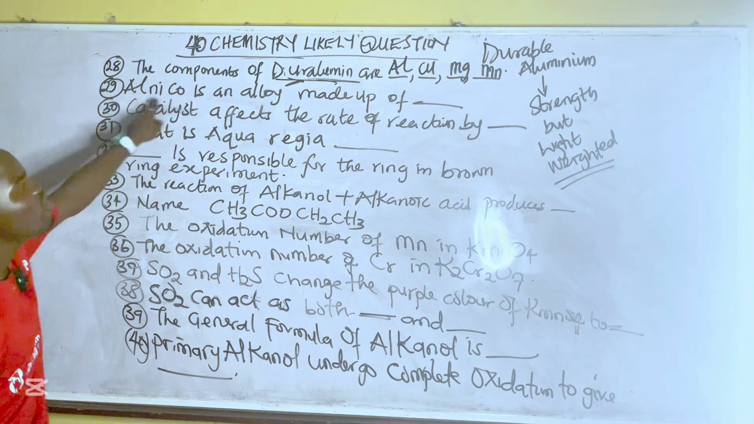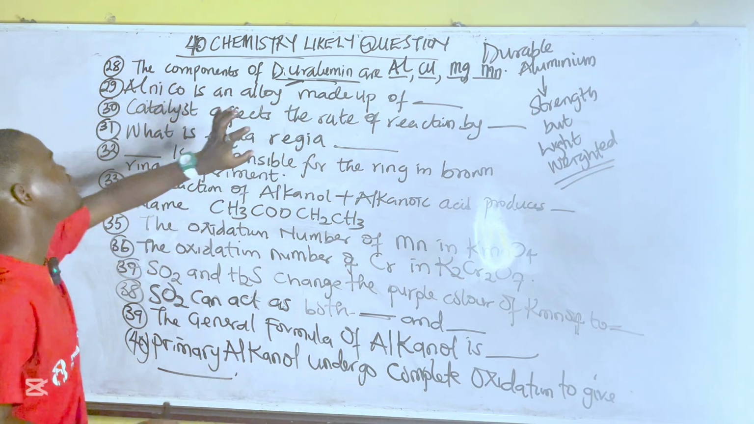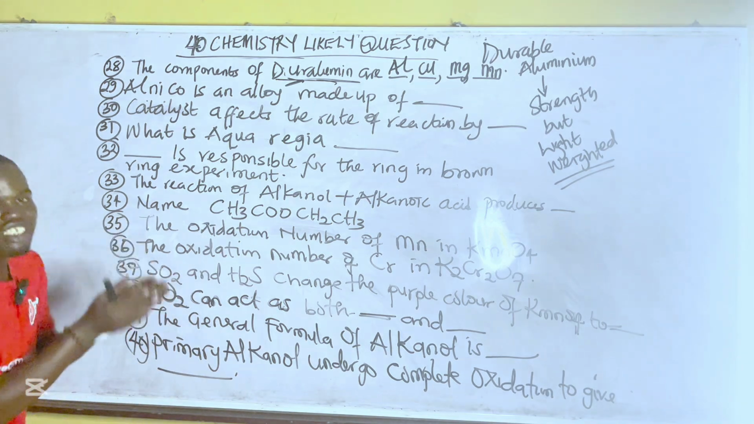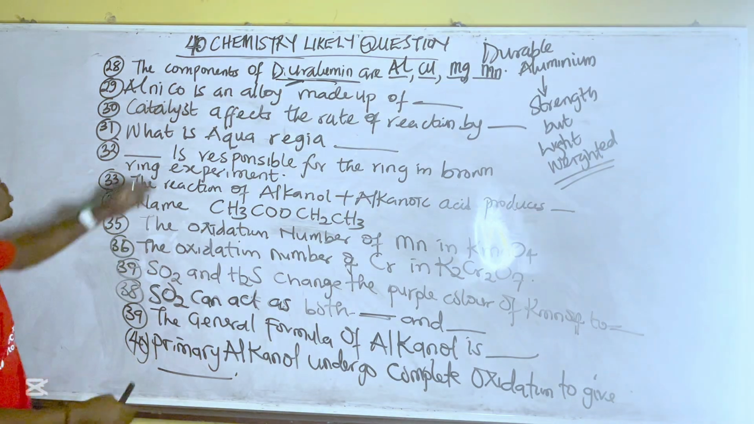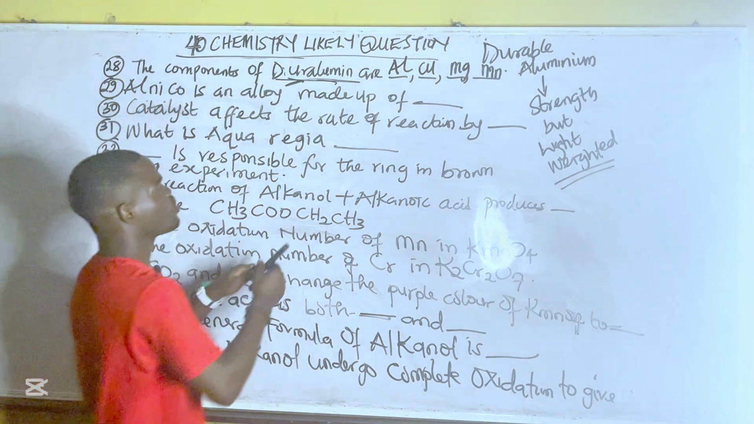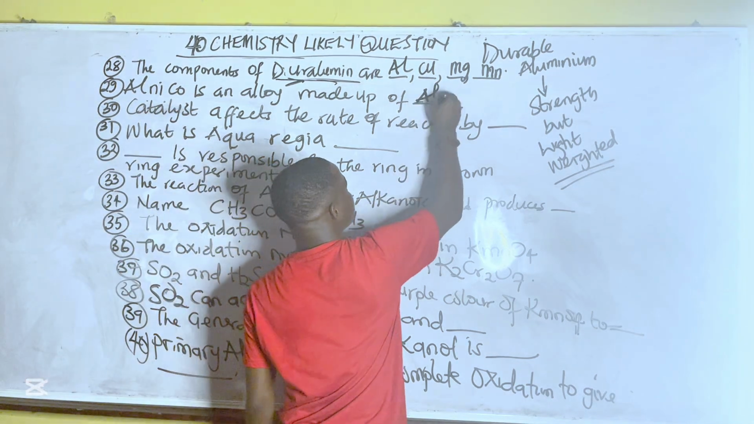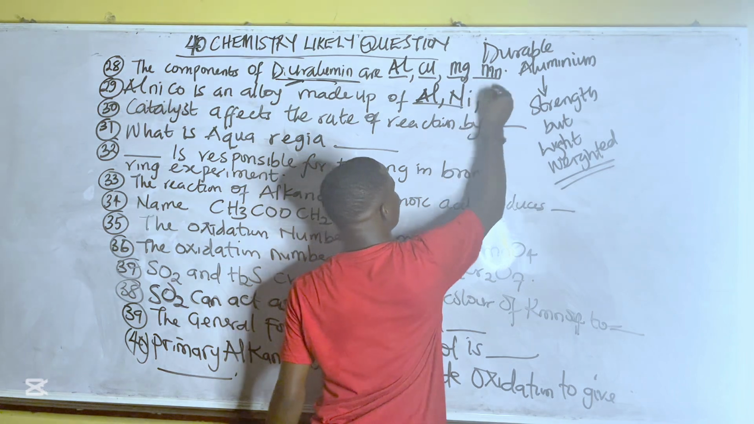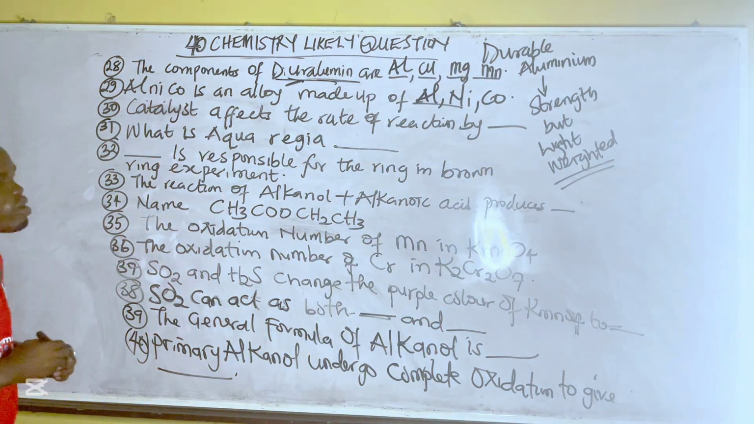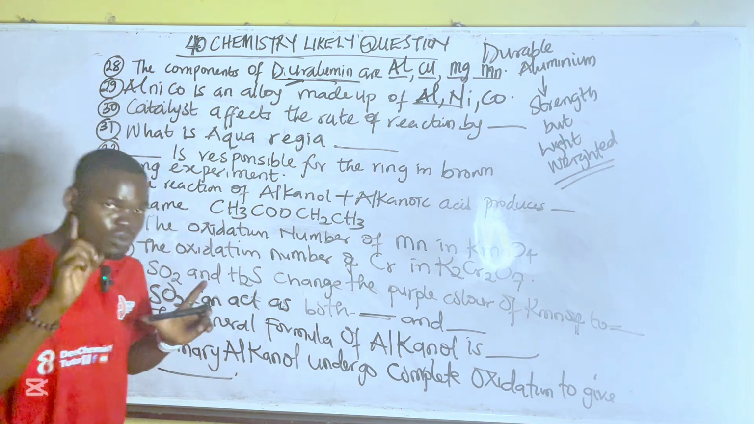Okay, Alnico is an alloy made up of dash. This is a very good JAMB question, and you don't need to cram it. The component of the alloy is also the name. Aluminium, nickel, cobalt. That's all. That's the name, that's the component. Okay, please take note of that. I hope you get that.